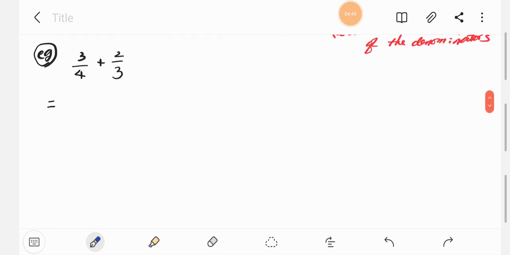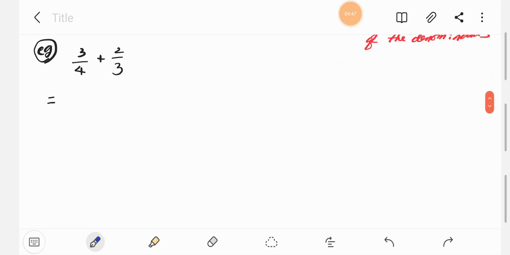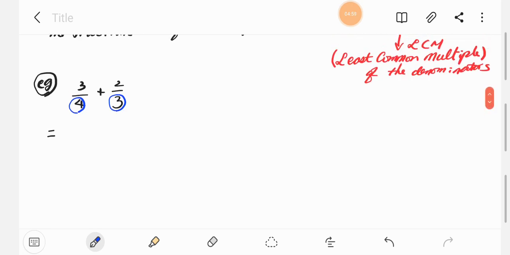So let's add these two fractions. As we see, the denominators are different: 4 and 3. Since they are different, we have to write an equivalent fraction for each of them so that the denominators will be the LCM, the least common multiple. So what is the LCM of 4 and 3? That is 3 times 4, which is 12.